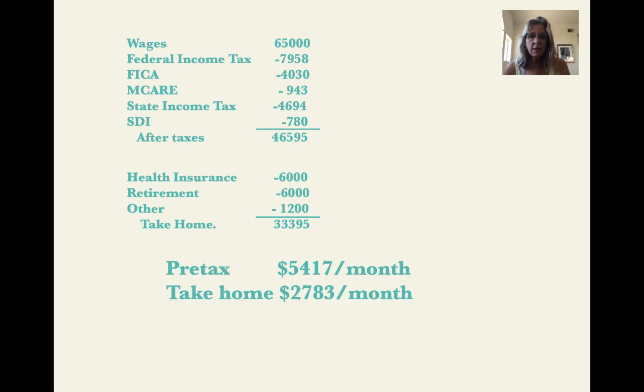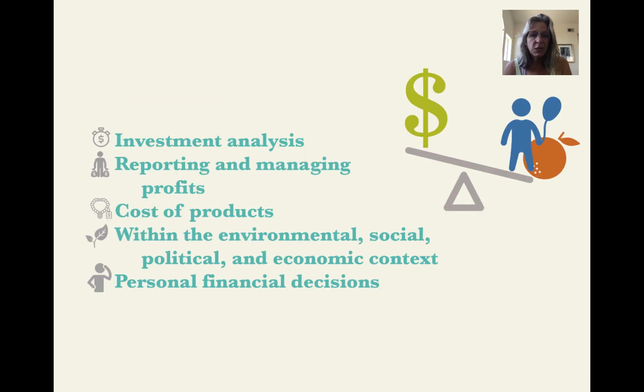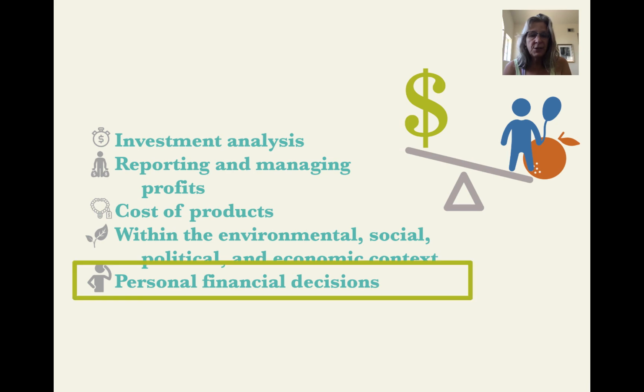If we do the calculations, pre-tax at $65,000 was $54,17, but take home is $27,83, which is quite a bit different. You need to remember that when you're thinking about your own budget, when you actually become a salaried individual. So this particular video covered personal financial decisions.